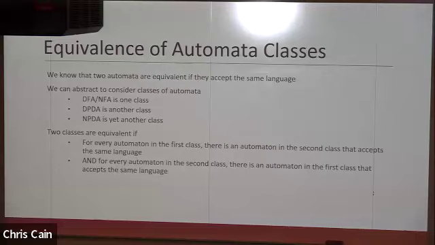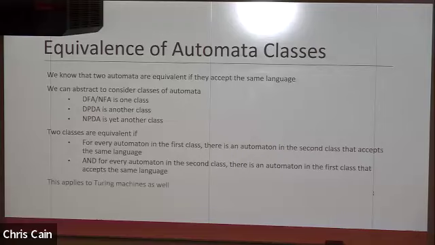Similarly, we also need to be able to show that for every automaton in the second class, we can build an automaton in the first class that accepts the same language. We showed this with converting NFAs into DFAs. For any given NFA, there's an associated DFA. And it's pretty trivial to say that for any DFA, there is an equivalent NFA because it's already a restricted NFA. So there is no reason to even consider that question. But we could show that they were the same class basically by just showing that for every NFA that you can construct, there is an equivalent DFA.